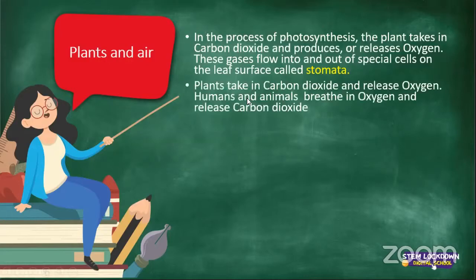Plants take in carbon dioxide and release oxygen. Humans and animals breathe in oxygen and release carbon dioxide. I hope that you can see the relationship between plants and humans. Plants release oxygen that we use to breathe in, and we breathe out carbon dioxide that the plants use to make photosynthesis happen.